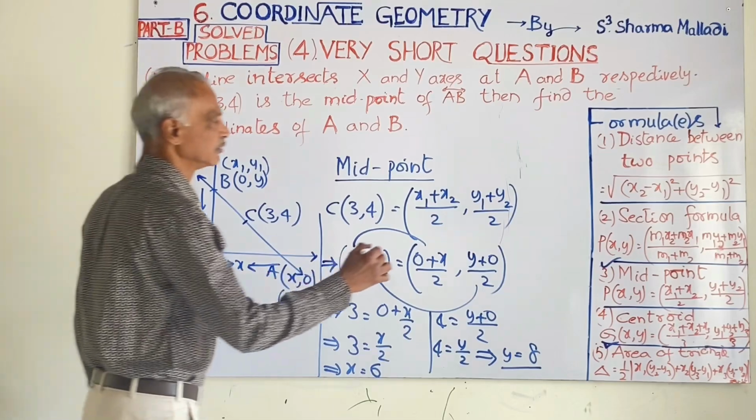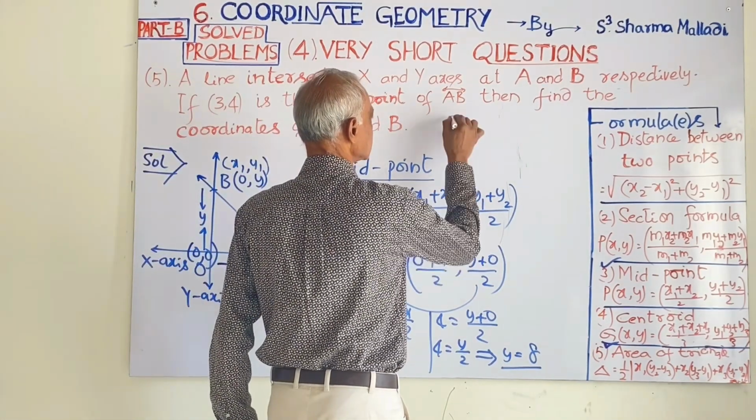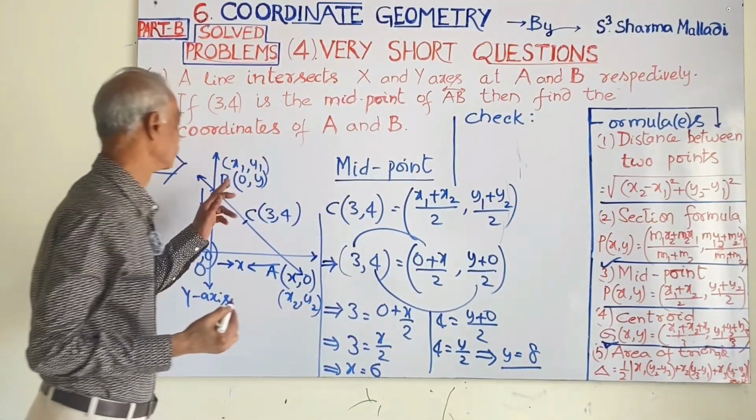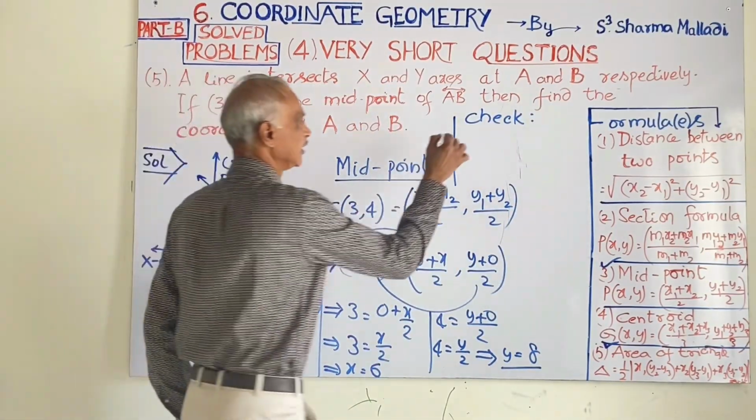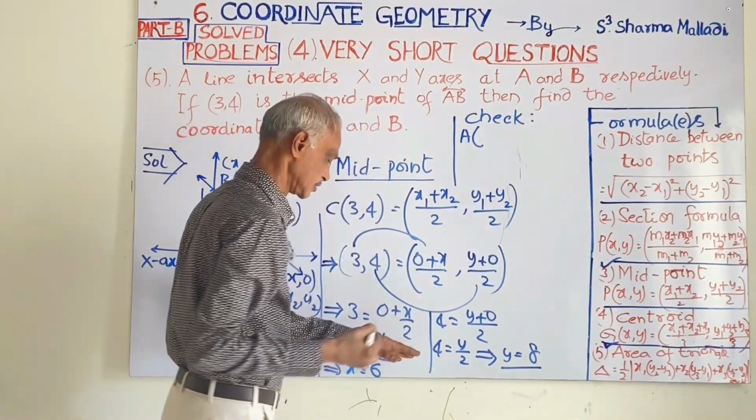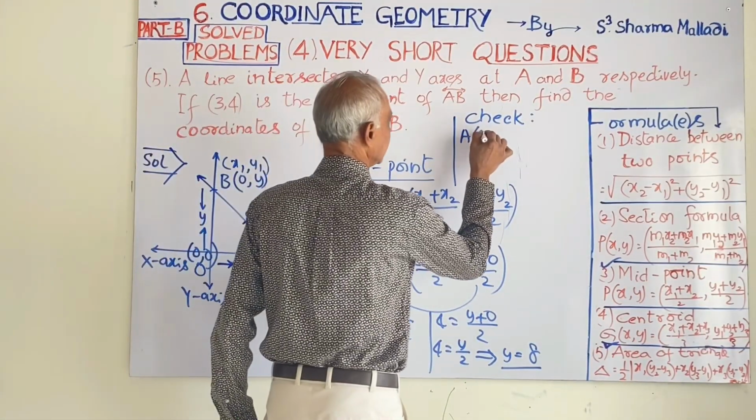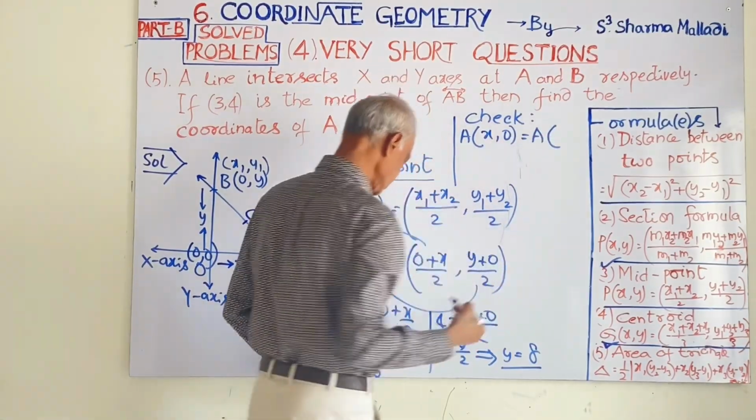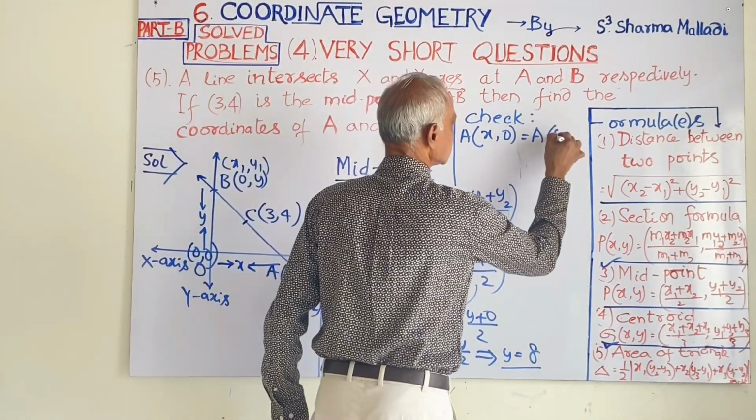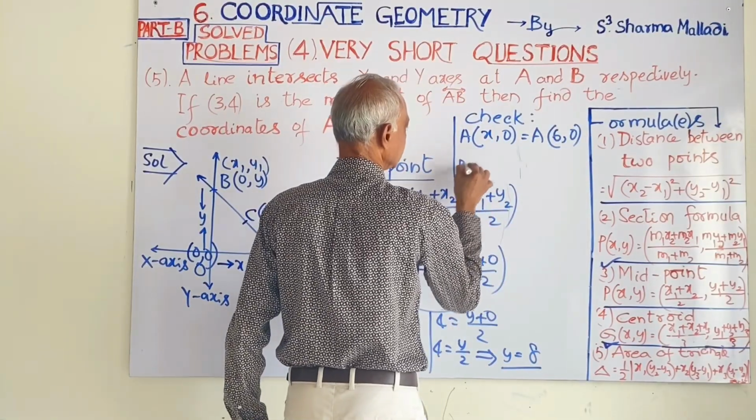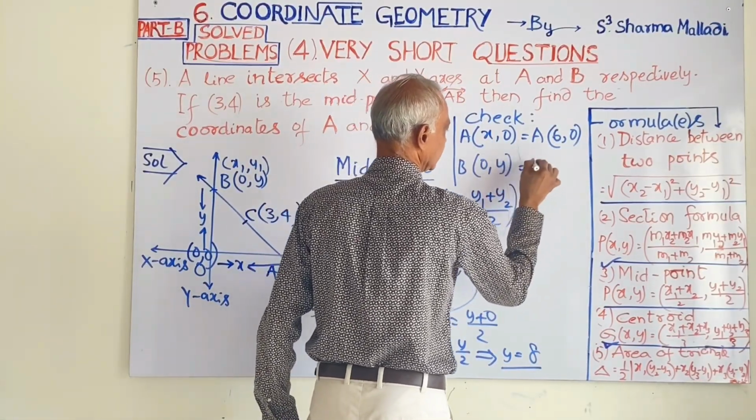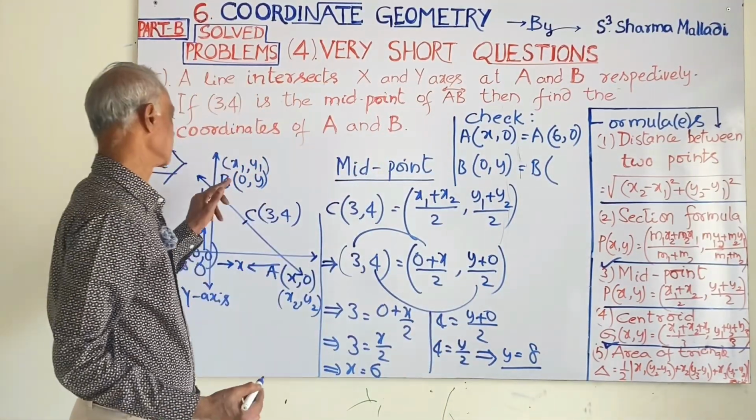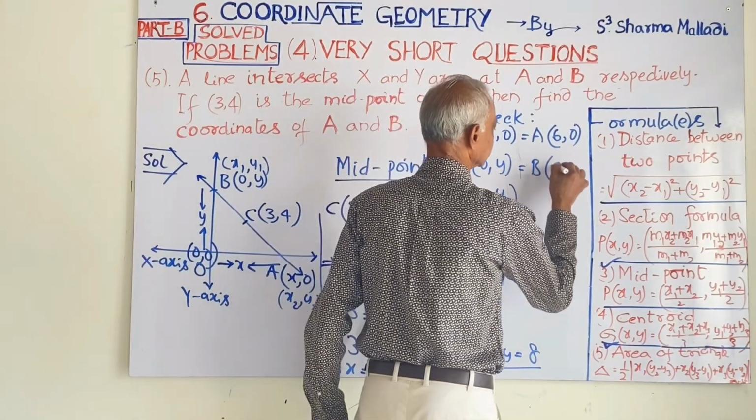Now we have to check whether our answer is true or false. Check. Now, what is A here? The point A is (x, 0). What is the value of x? 6. So A is (6, 0) and B is (0, y), and y will be 8, so B is (0, 8).